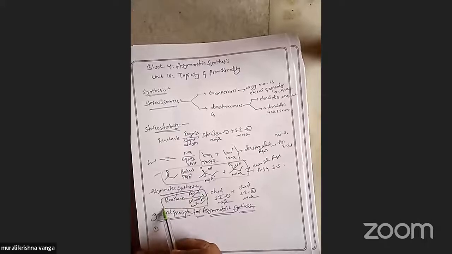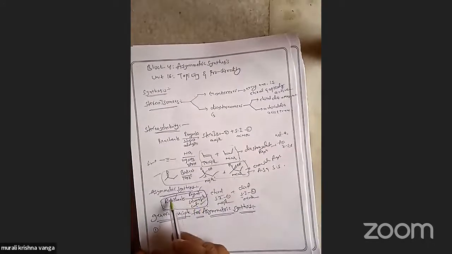If all the starting materials are achiral, then that reaction is not an asymmetric synthesis. It is only a stereoselective synthesis. If any one of the starting materials is chiral, then that reaction becomes an asymmetric synthesis. Here I am showing these two examples.